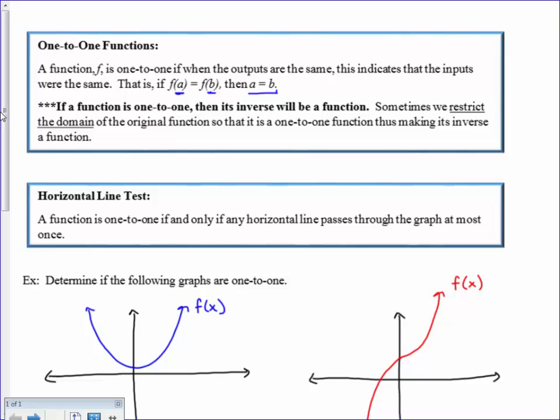If a function is one-to-one, then its inverse will also be a function. Sometimes we restrict the domain of an original function so that it is one-to-one, thus making its inverse a function. The horizontal line test is a test that's used to determine if the original function is one-to-one, and thus the inverse would be a function. A function is one-to-one if and only if any horizontal line passes through the graph at most once.